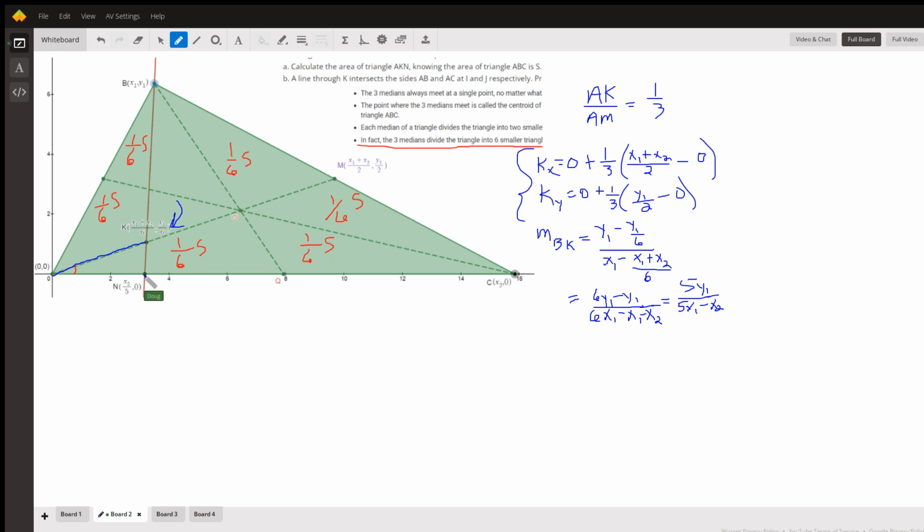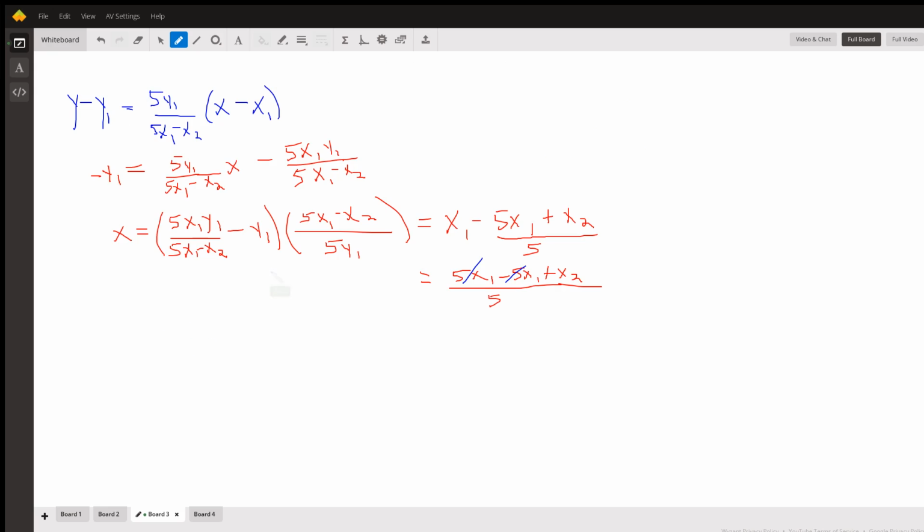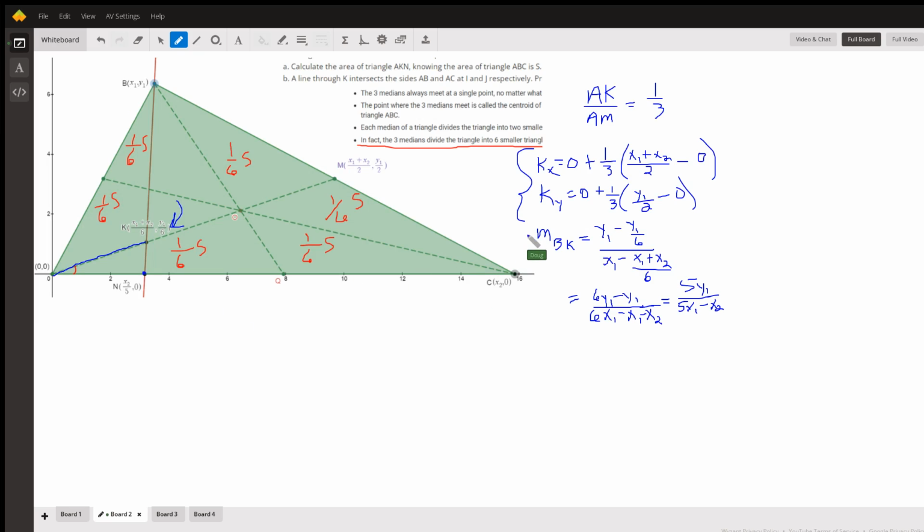Now, how do we find the coordinates of N? Well, if we could find the equation of BK and then find out where that equation intersects the x-axis, that is, when y equals 0, we'd have the coordinates of point N. And so here's how we do that. I actually calculated the slope of BK here: change in y over the change in x. That simplifies to 5y1 over 5x1 minus x2.